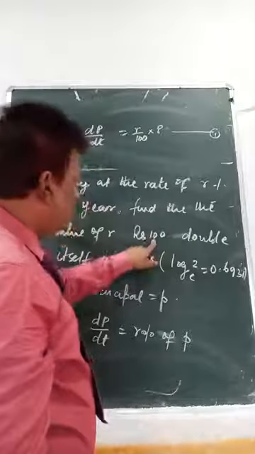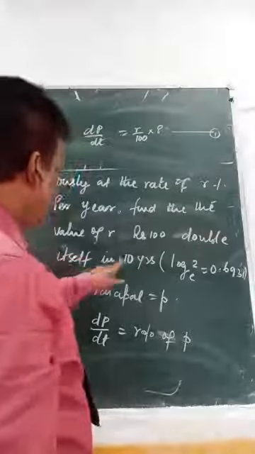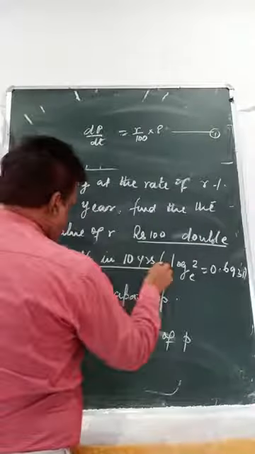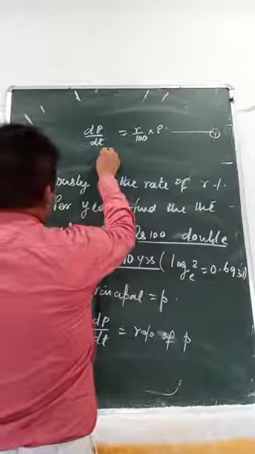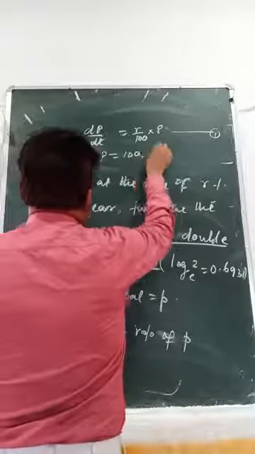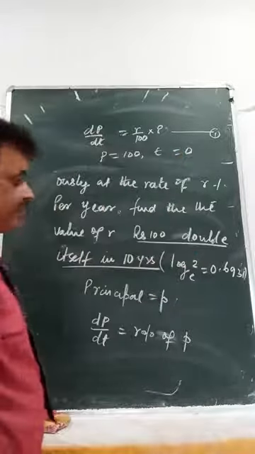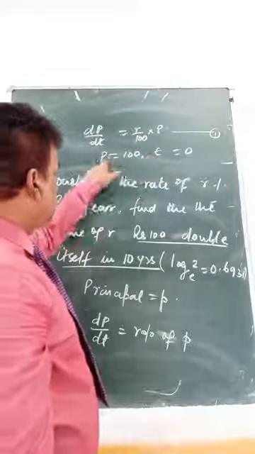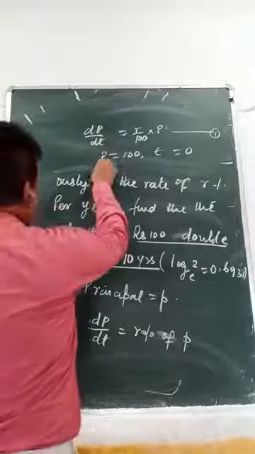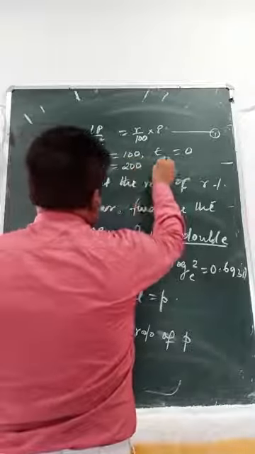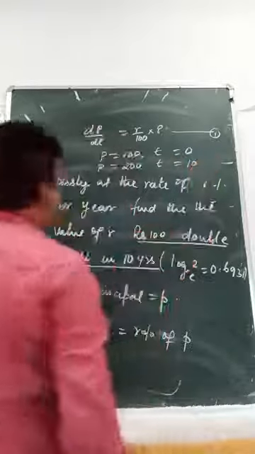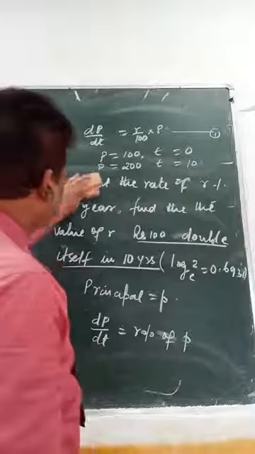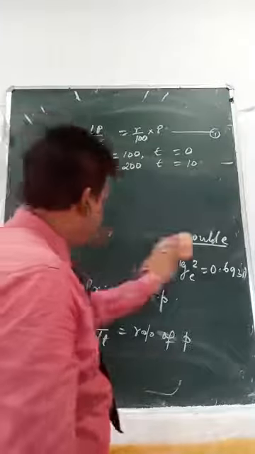Rupees 100 double itself in 10 years. Clue is here. That means initially when the principal is 100, time will be 0, because the time factor is 10 years. Initially how much was it? 100. Then double itself means P will be 200. Then time is 10 years. These are the clues given to us. Okay? So we have to simplify.